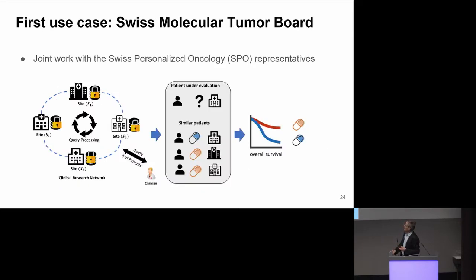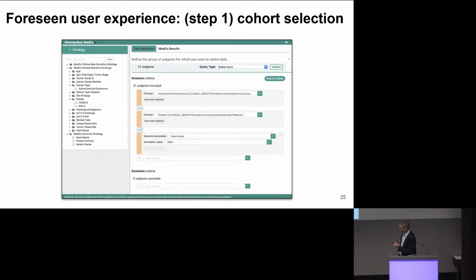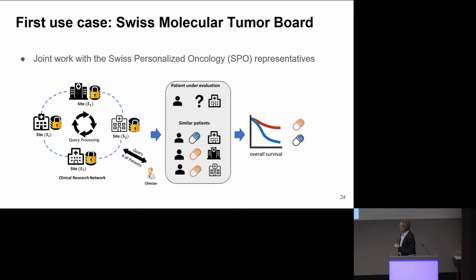The first use case will be the Swiss molecular tumor board, with the ability to make the queries that I mentioned previously, and then for a given patient that is under evaluation, to be able to compare with similar patients, where similar, of course, needs to be appropriately defined. That is then compared with what oncologists like to work with, which is overall survival, where on the x-axis you have the time, and on the y-axis is essentially the number of patients who are still alive after a certain time.